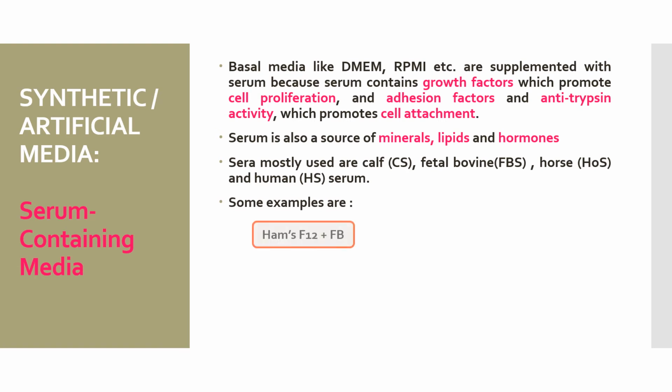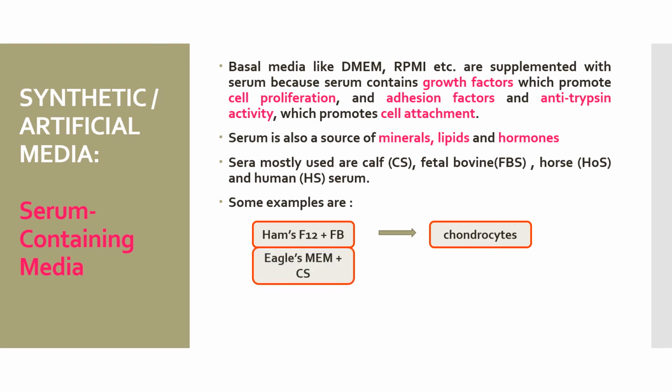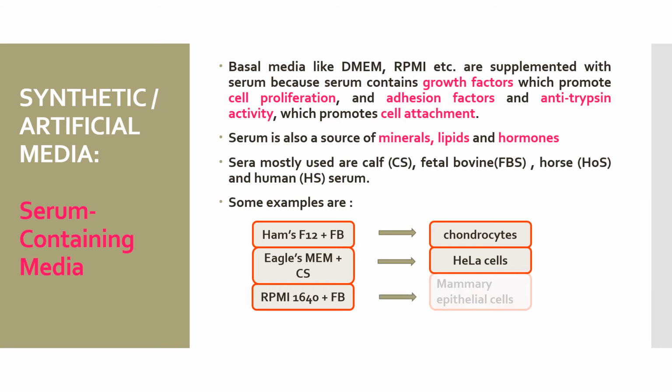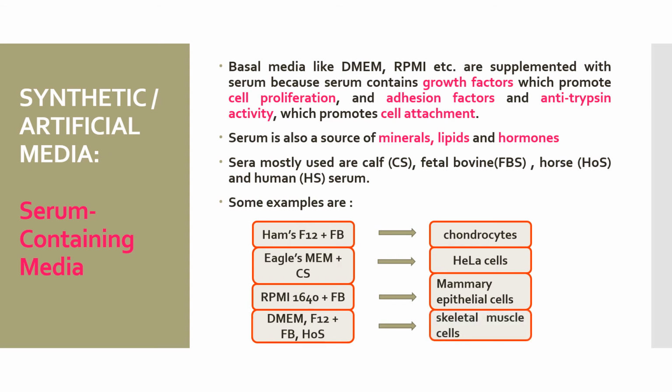Some examples of media supplemented with serum are the Ham's F12, which is supplemented with fetal bovine serum. This is used for culturing chondrocytes. Then we have the Eagle's minimum essential medium supplemented with calf serum and used for culturing HeLa cells. The RPMI 1640 supplemented with fetal bovine serum used for culturing mammary epithelial cells. Then we have a combination of DMEM and F12, which is supplemented with both fetal bovine and horse serum, and this is used for culturing skeletal muscle cells.